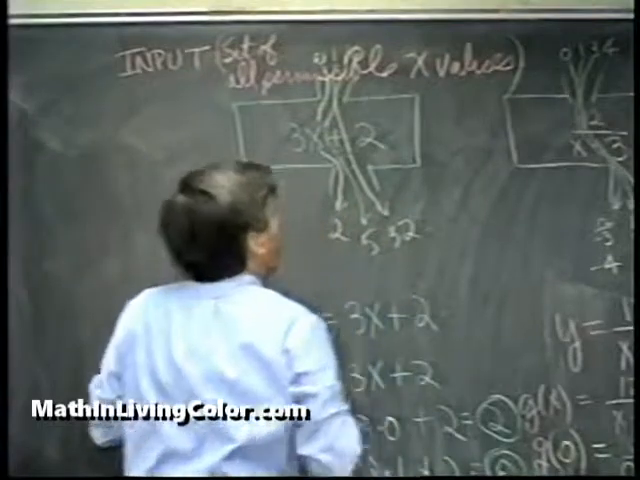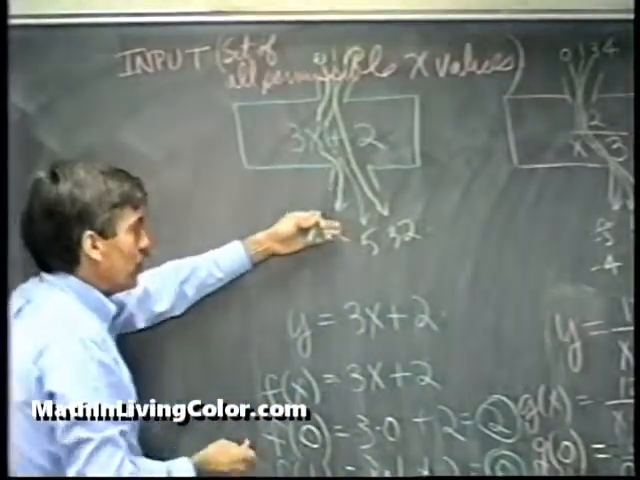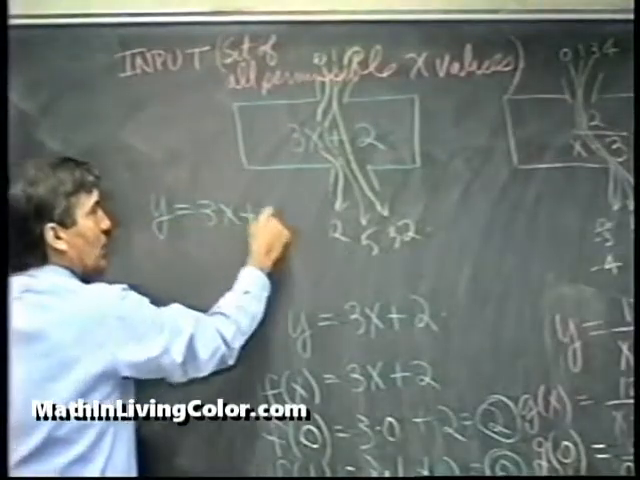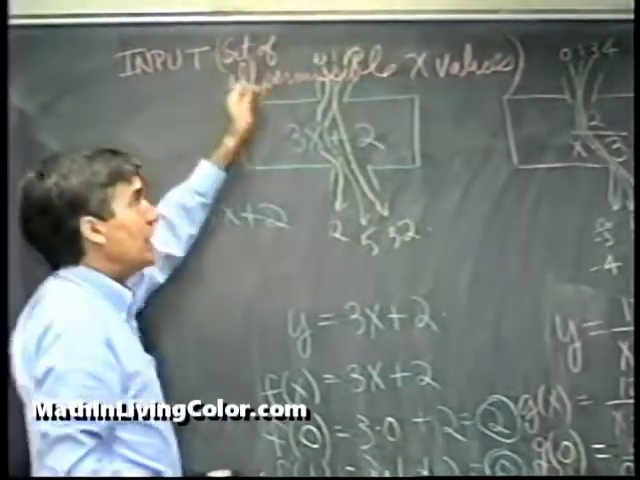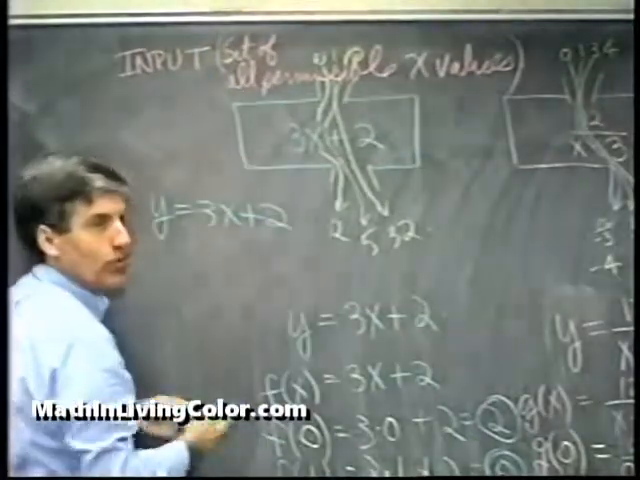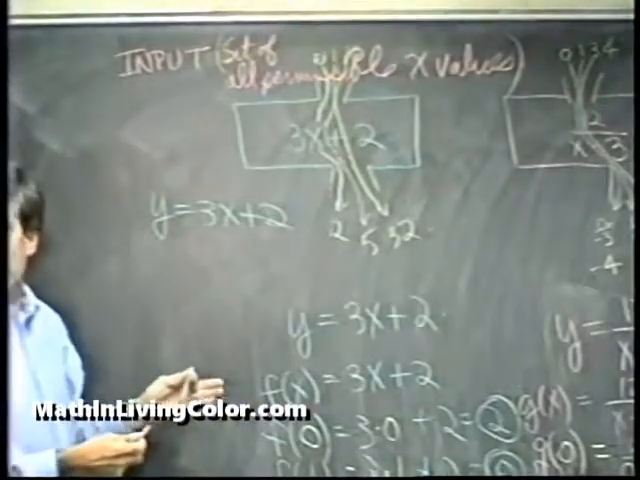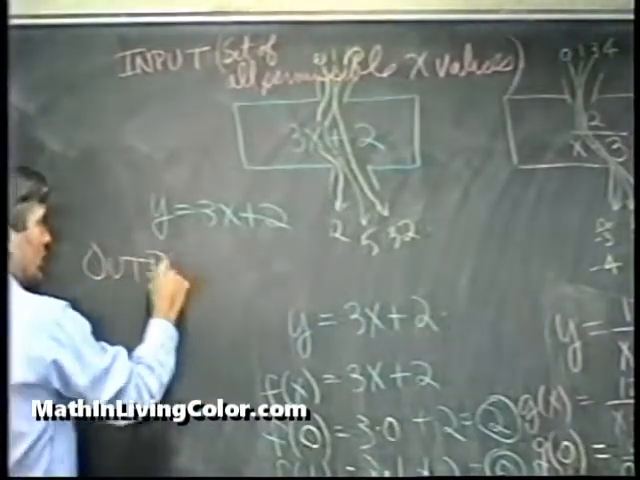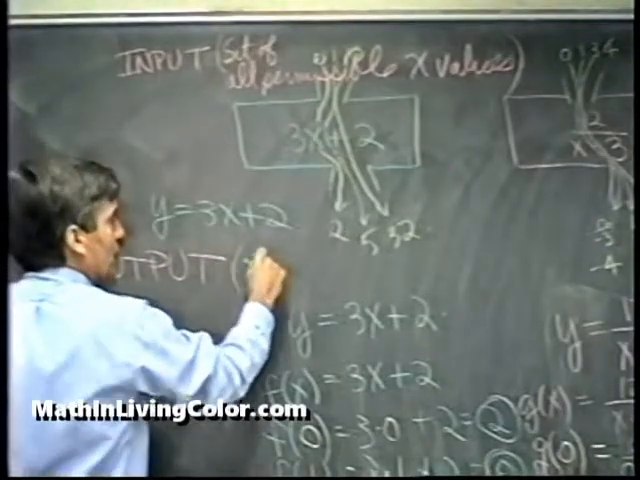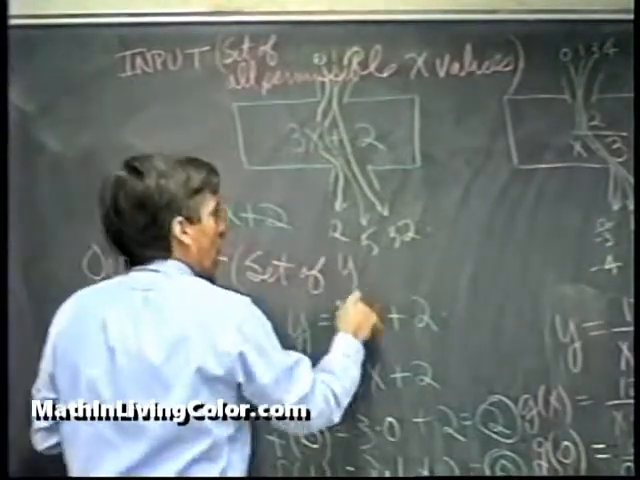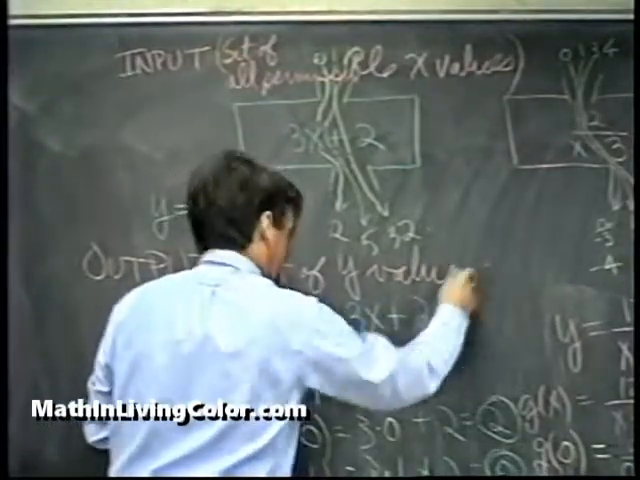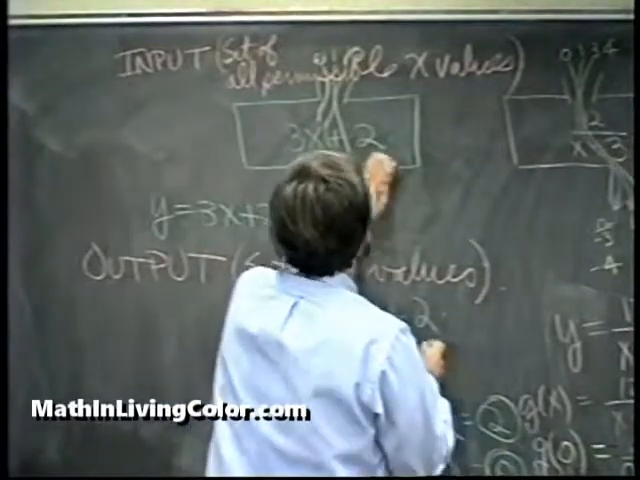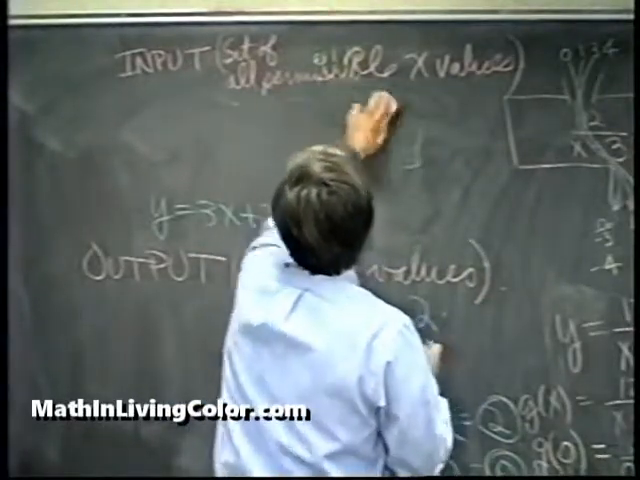Okay? And then what comes out the bottom, if this says y equals 3x plus 2, and the input represents the x values, what do you think this output represents? The y values, okay? So the output represents the set of y values, okay?